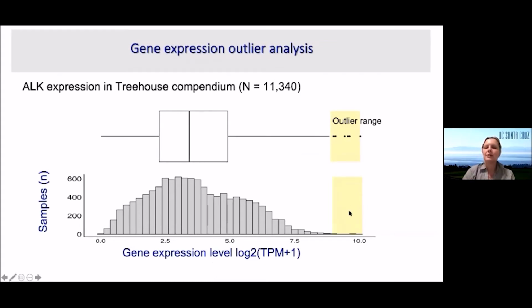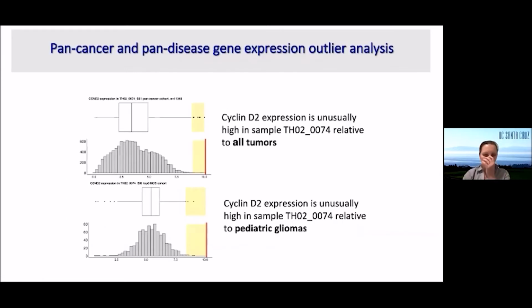And here is the outlier range. So we use a statistical definition of outlier to define this yellow range, where if we have a sample where ALK is expressed in this yellow range, then we call it a gene expression outlier, and we think that that might be significant.